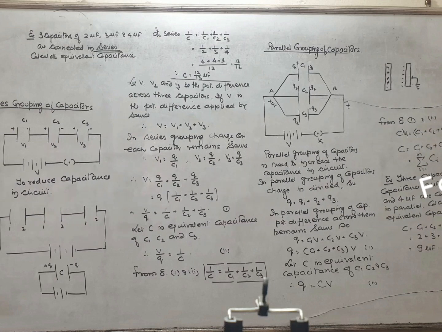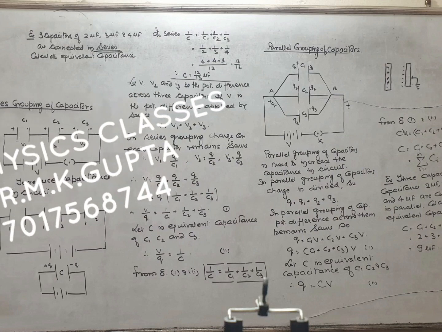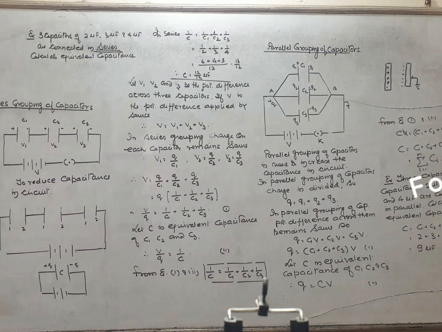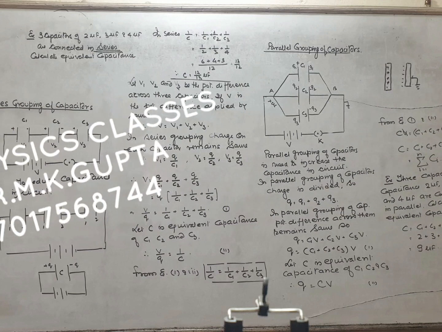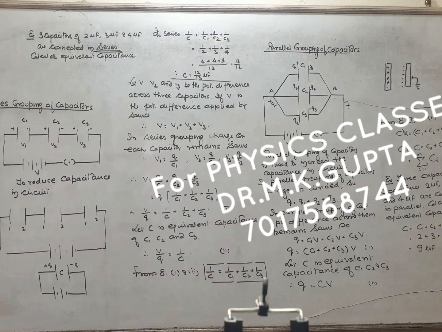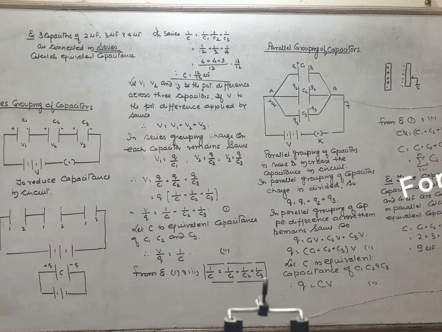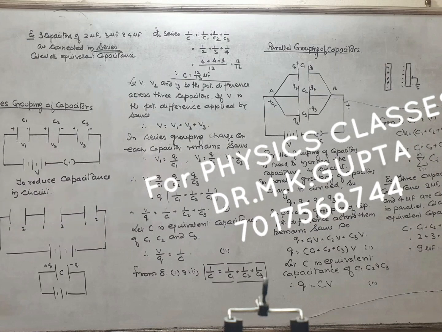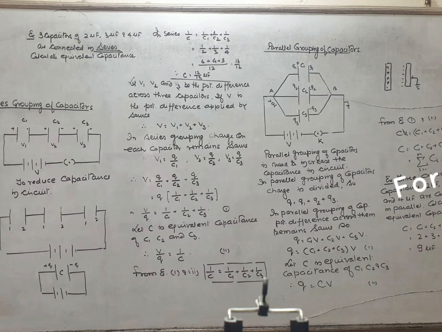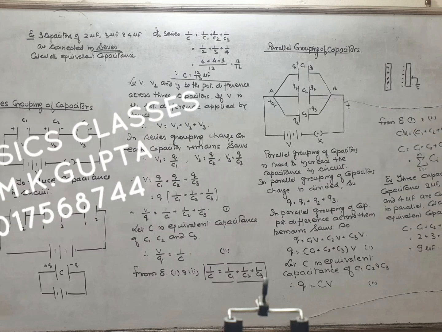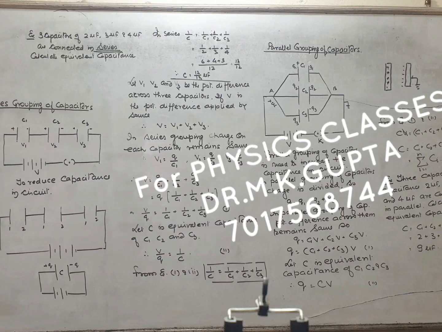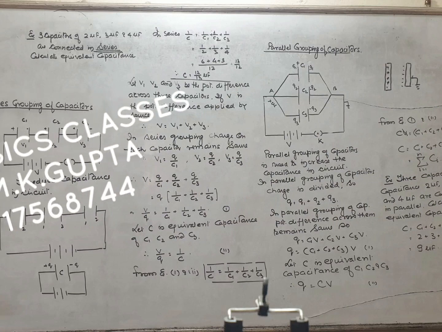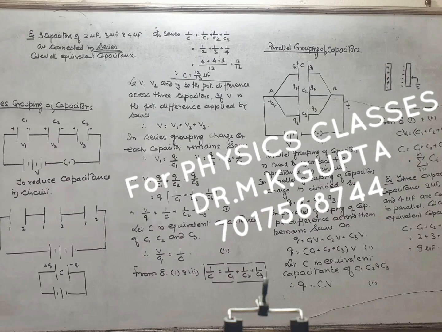Moreover, remember that in series grouping, the charge on the plates of each capacitor remains the same, but the voltage is divided. Here we have connected three capacitors of capacitance C1, C2 and C3 across a source of V volt. The charge on the plates of each capacitor will be the same, that is Q, but the potential difference is V1, V2 and V3. So we can write V is equal to V1 plus V2 plus V3, or V is equal to Q upon C1 plus Q upon C2 plus Q upon C3, or we can say V is equal to Q times 1 upon C1 plus 1 upon C2 plus 1 upon C3.